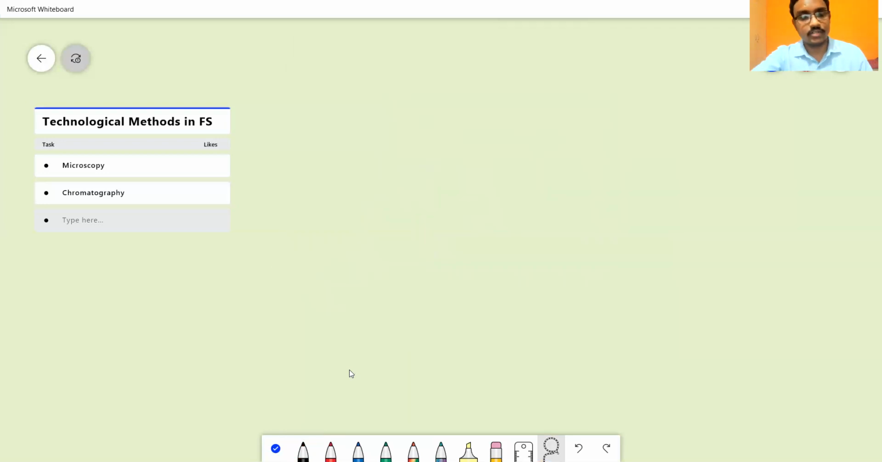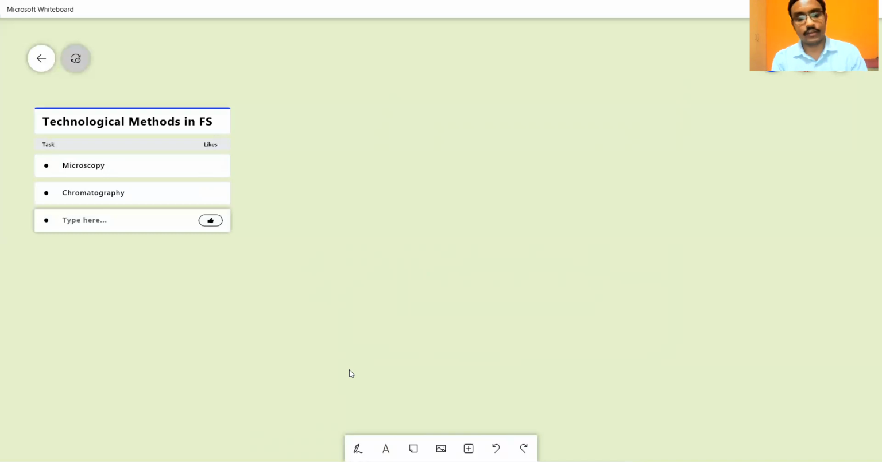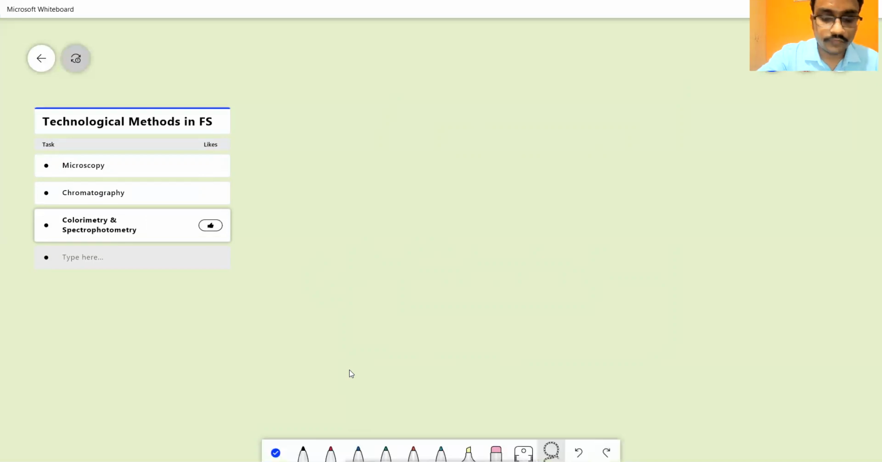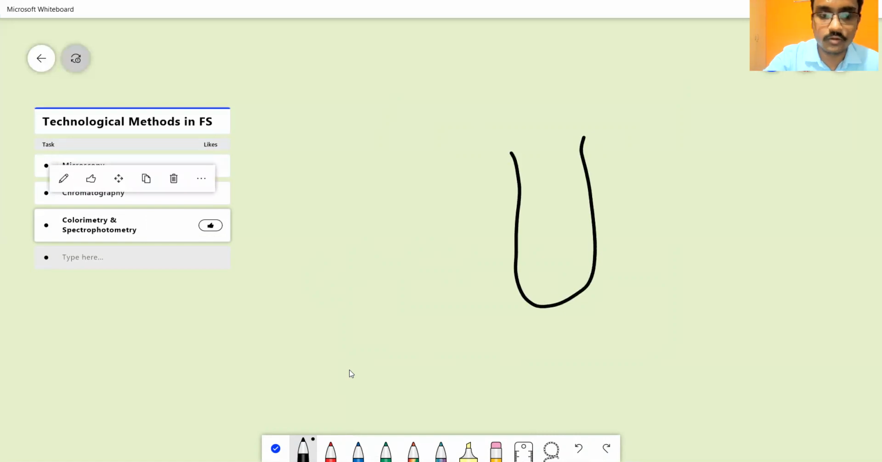We'll be learning about multiple types of chromatography in our classes in Unit 2. Unit 3 talks of colorimetry and spectrophotometry. So here we're going to talk about different interactions of light with colored objects. You may have learned it in your schooling also.